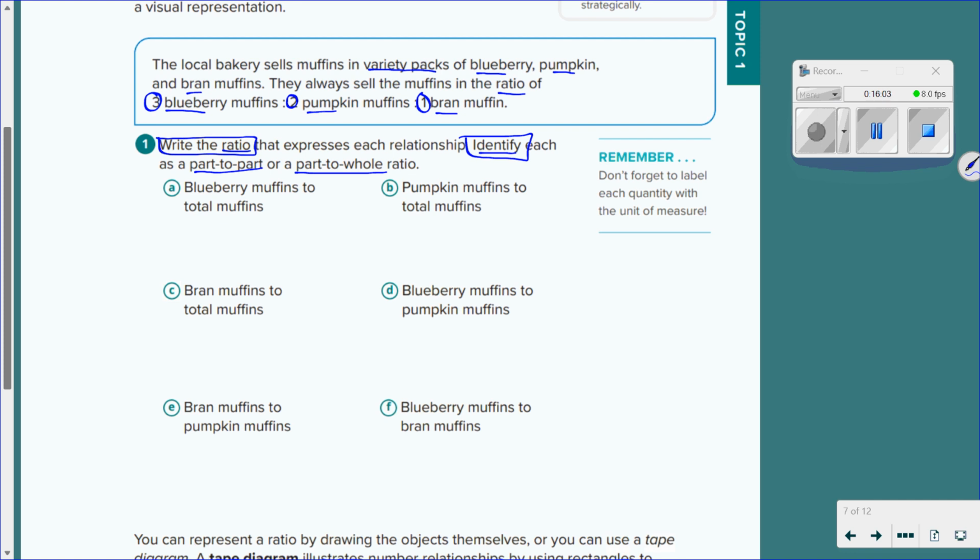So let's do a couple just to make sure everybody understands what we're doing. So we're going to do blueberry to total. Okay? So if I look at it, there are 3 blueberry to how many total muffins are in the packs. How'd you get that? Let's add them up. 3, 2, and 1 means that there are 6 total. Does that make sense? So what kind of a ratio is that? Part to whole.